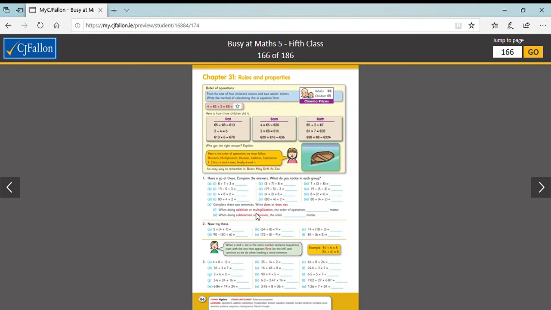Complete the 2 sentences, right? Does or does not. When doing addition or multiplication, the order of operations does not matter. When doing subtraction or division, the order does matter. So here's some for you to practice. Now, the little person is telling you when multiplying and dividing are in the same number sentence, you do whichever comes first. I've already told you that.